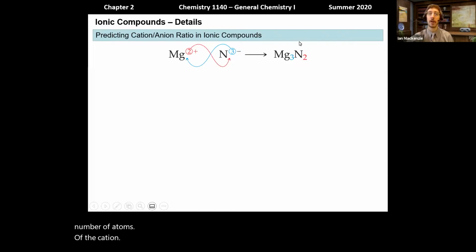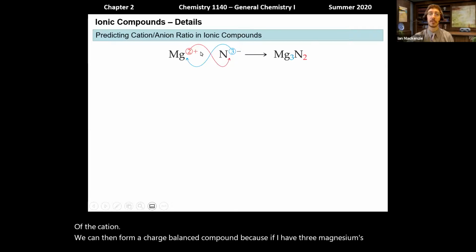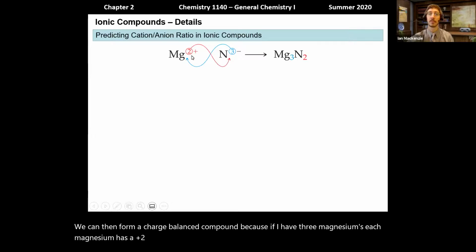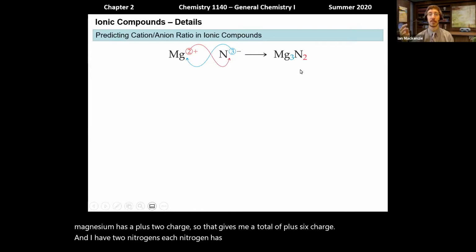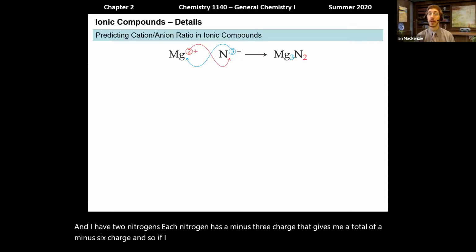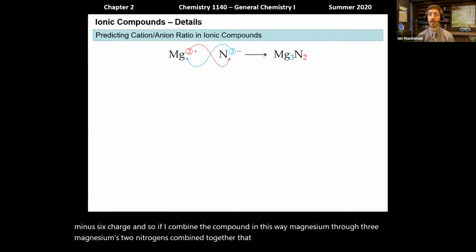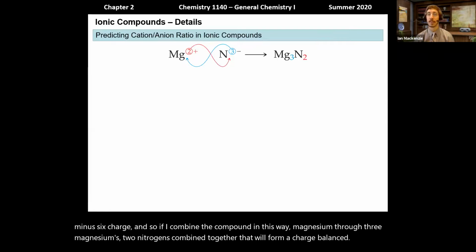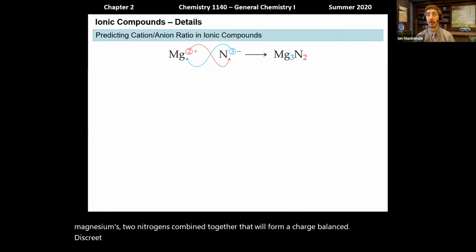We can then form a charge-balanced compound, because if I have 3 magnesiums, each magnesium has a +2 charge, so that gives me a total of +6 charge. And I have 2 nitrogens. Each nitrogen has a -3 charge, that gives me a total of a -6 charge. And so if I combine the compound in this way, 3 magnesiums and 2 nitrogens combined together, that will form a charge-balanced discrete ionic compound.